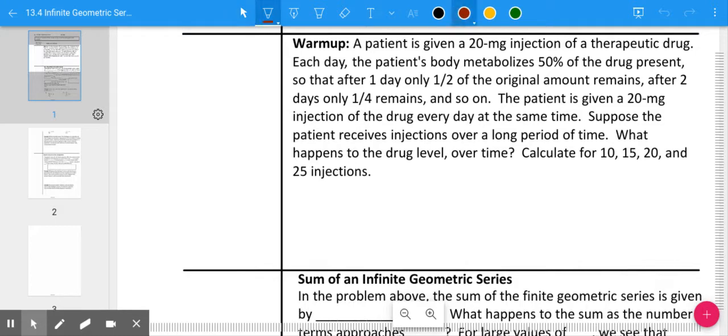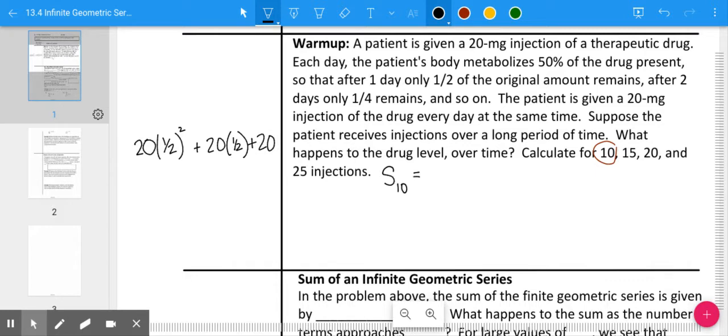And so I'm just going to walk through the first one with you to calculate the 10th injection. I think we already did this last class. We want to find S sub 10. Remember, what we're doing is we're getting an injection of 20 milligrams. And then the next day, half of that is gone, but I get another injection. And then the next day, half of the first amount that's left is gone, so I multiply by another half. Half of the second amount is gone, and I get another injection, etc.